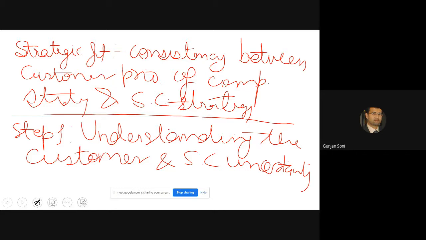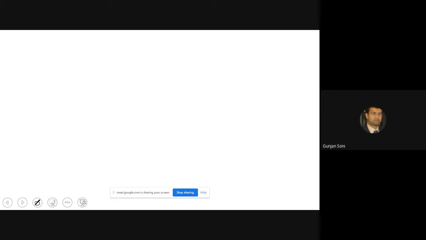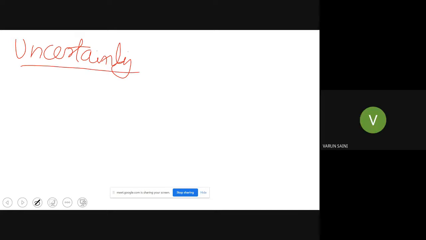What is uncertainty? Can anyone throw some light on it? Something that is not expected may happen, something which you can't say for sure. Currently the kind of uncertainty which we have in all of our lives is whether there is going to be a third wave or not.